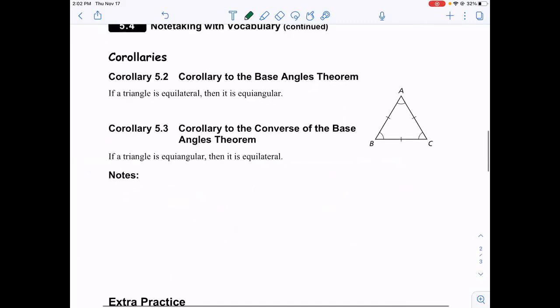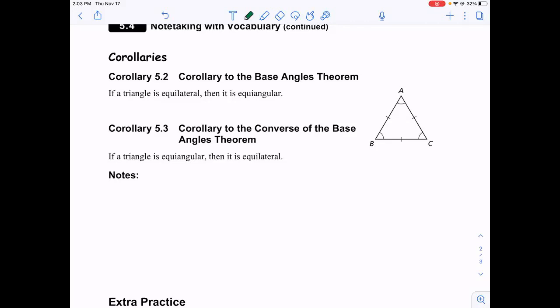Okay. On the next page, I feel like maybe you already know this, but in an equilateral triangle, if all three sides are congruent, then we know all three angles are congruent, and vice versa. If all three angles are congruent, then we know all three sides are going to be congruent.